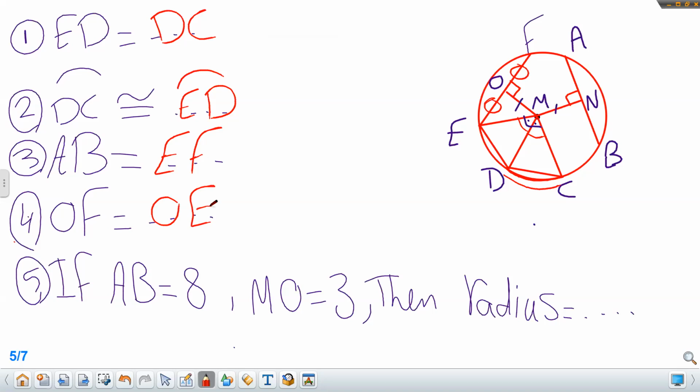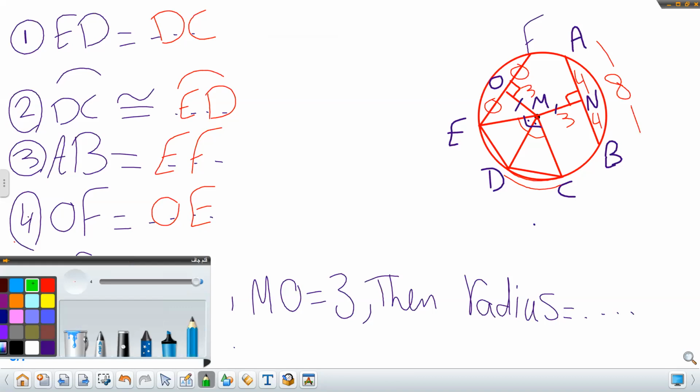Number 5. If AB equals 8, then N will be the midpoint of AB, so it will be 4 and 4. And OM equals 3. OM here is 3, so MN also equals 3. Then the radius equals what? The radius is the distance between the center of the circle and any point on the circle.